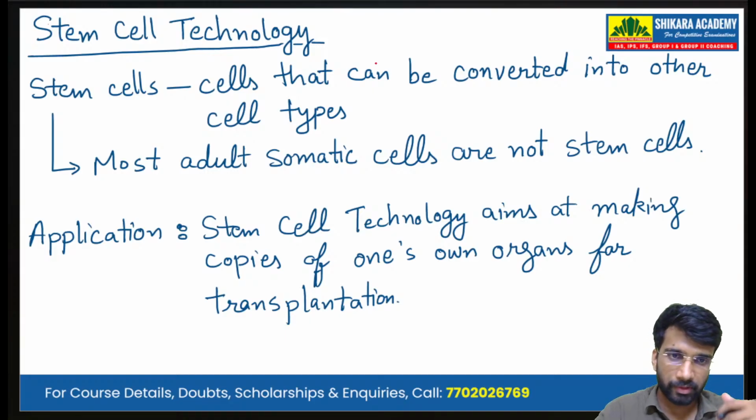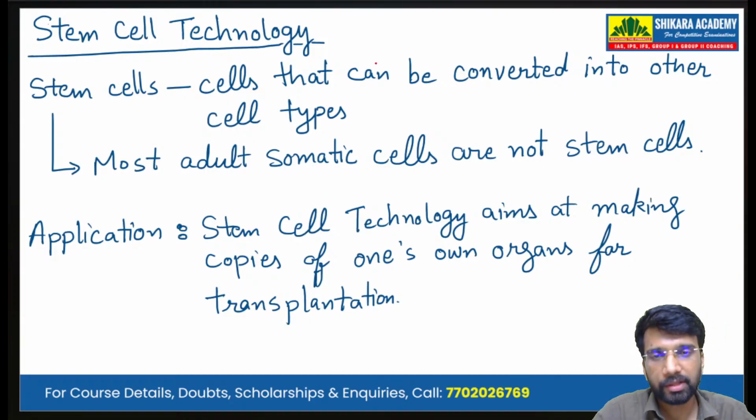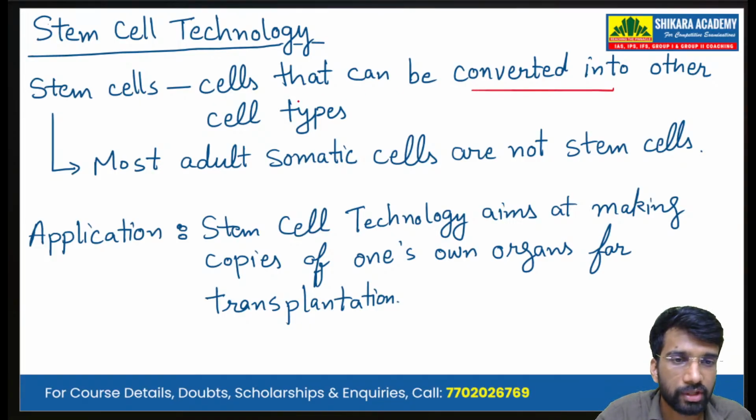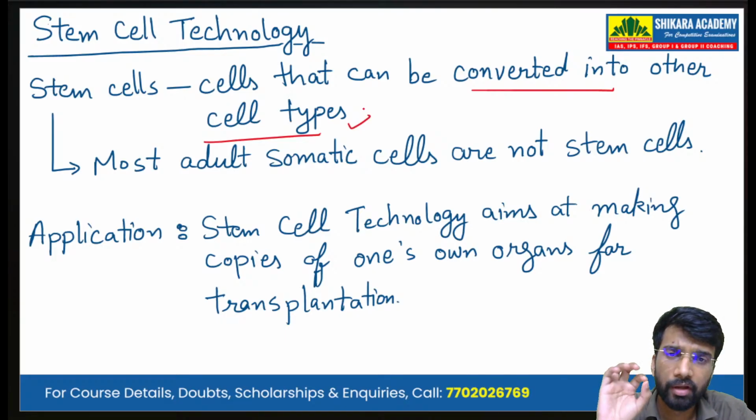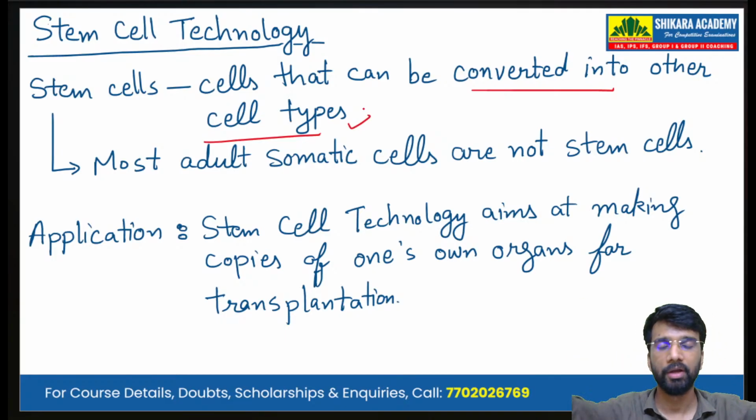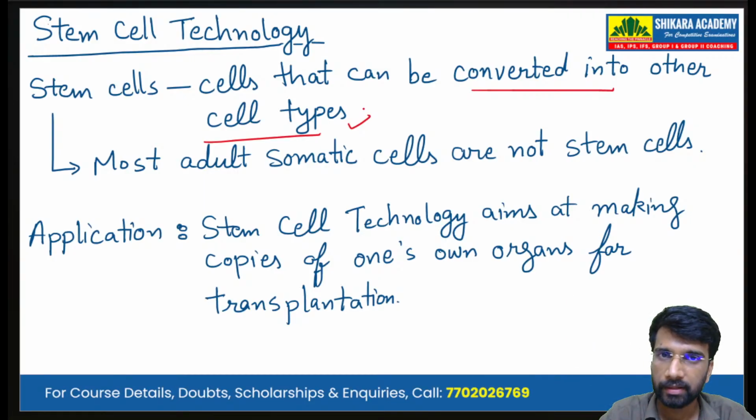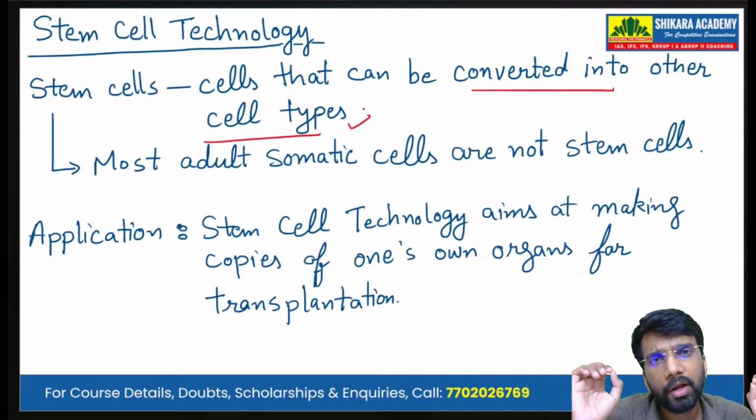Now, we discuss stem cell technology. Like we have been discussing organ transplantation, when we discuss organ transplantation, stem cell technology is needed. Stem cells are the cells that are converted into other cell types. We have different cell types in the body. We know from the cell theory that a cell arises from a pre-existing cell, and the cell divides by the process of mitosis, or in the case of gametes by meiosis.